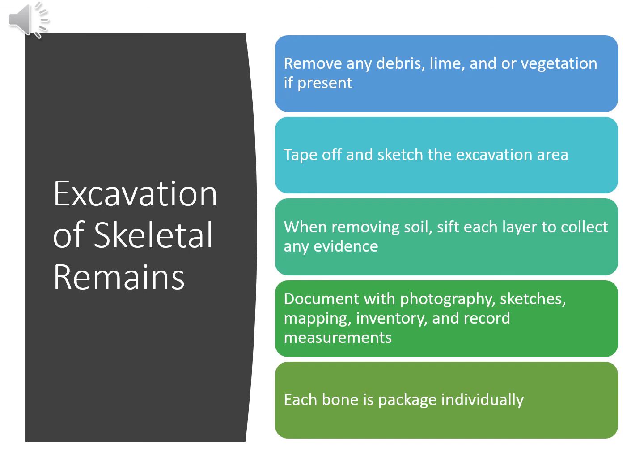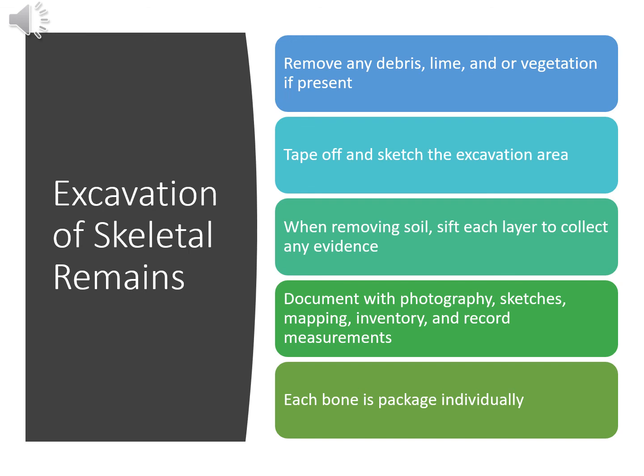Next, if we're removing soil, make sure to sift each layer to collect any evidence that might be present along with the soil. We don't want to lose that. Next, document with photos, sketches, maps, inventory, recording those measurements. Good record keeping is oftentimes the difference between conviction and the failure to convict an individual.